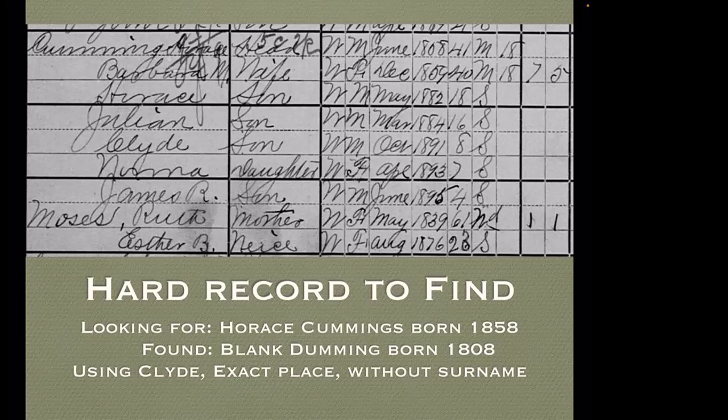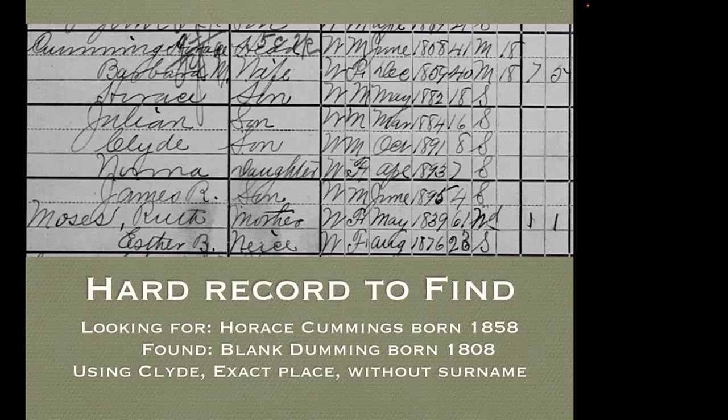This record was indexed as blank because Horace was pretty much obliterated, and blank dumbing because the C is written in an unusual way, and it shows that he was born in, it looks like, 1808. If you look really closely, you can see a faint line at the top of the 0, and it really is a 5. And if you look at his wife, Barbara, it's similar.